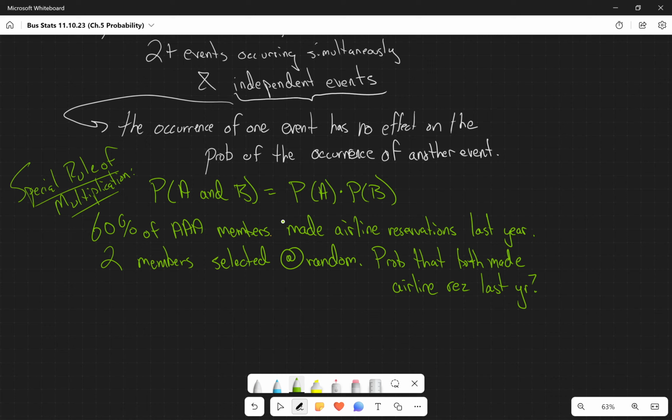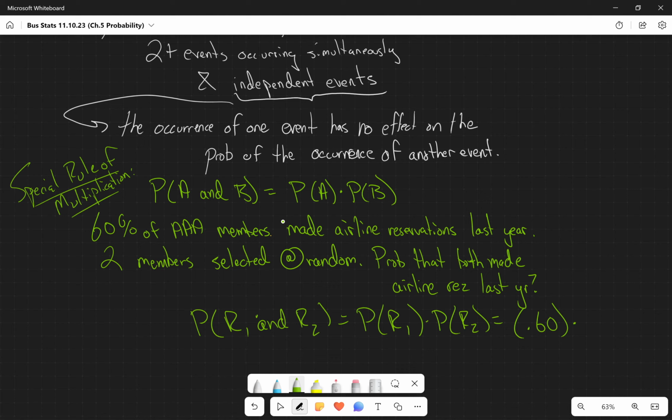And so the probability of the first person making an airline reservation, probability R1, is going to be equal to what? It's going to be equal to 60%, or 0.6, right? We're told 60% of the members made an airline reservation. So if we randomly select a member, they're going to have a 60% chance that they did make an airline reservation.